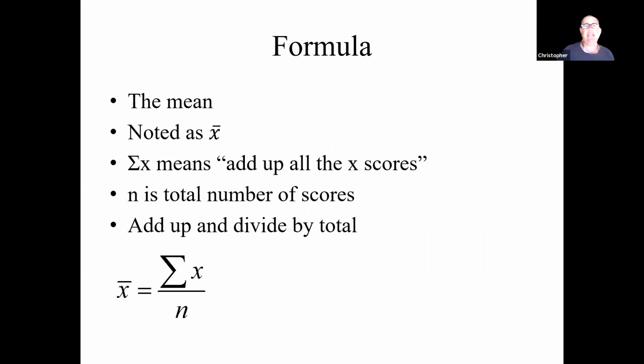All right. Getting to some formulas. The formula for the mean is noted as x with a bar over it, and that's equal to sigma x, so the sum of x. So when you see sigma x, it just means add up all the scores. Add up all the scores, divide by n, which is pretty standard in statistics for the total number of scores. So we add them up, divide by the total number of scores. I think most of you have probably calculated averages in this way before, but here it's kind of formalized with some symbols.